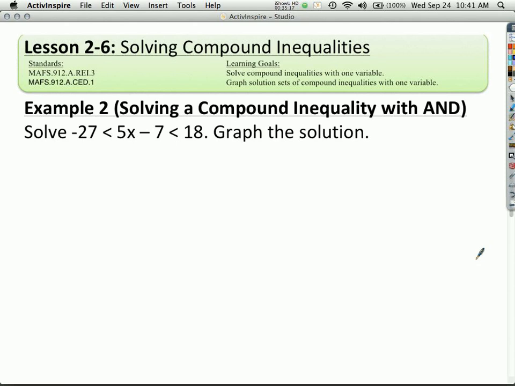I'm going to rewrite it just so I have a little more space and a little more room. You don't have to write it twice. Just write it once.